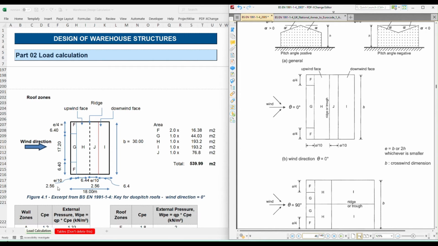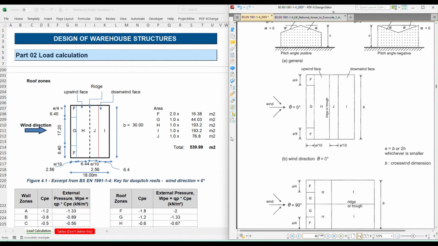Similarly 2.56 in this direction is shown as E divided by 10, that is 25.6 divided by 10, and J also has the same value, E divided by 10, 2.56. The remaining things we need to consider as 6.4. So this is the explanation of the roof panel divisions according to the picture shown on the right hand side of EN 1991 part 1 section 4.